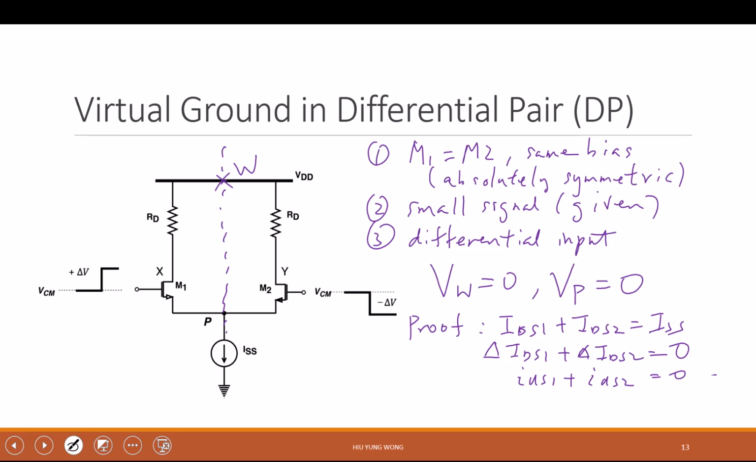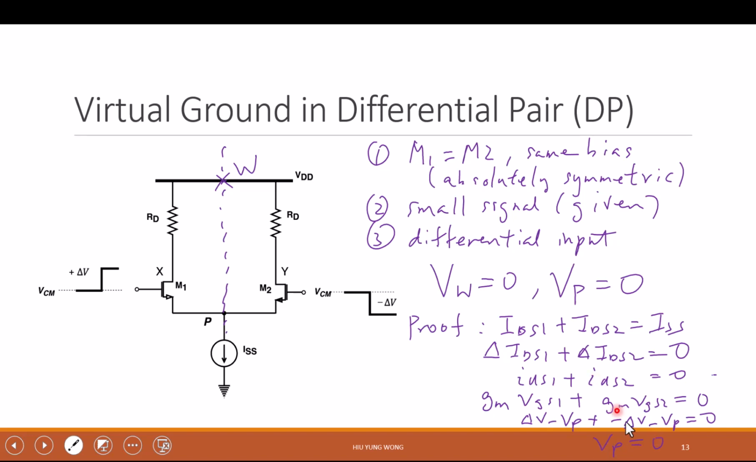Okay. And then you follow the GM. IDS1 is just GM times VGS1. And IDS2 is again GM times VGS2. Right? GM got cancelled. VGS1 is what? Delta V minus VP. And VGS2 is negative delta V minus VP. Okay, so as a result, you see VP equals to 0.